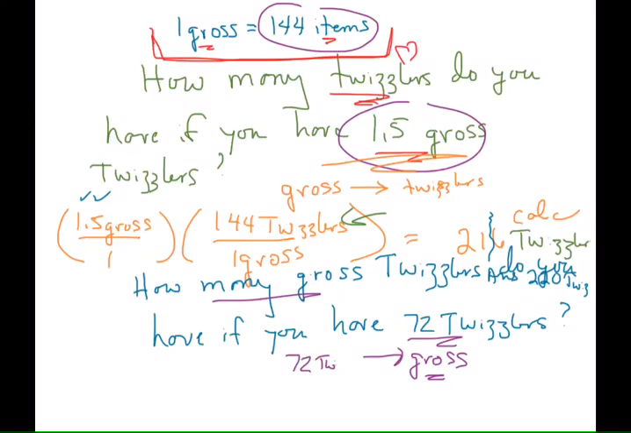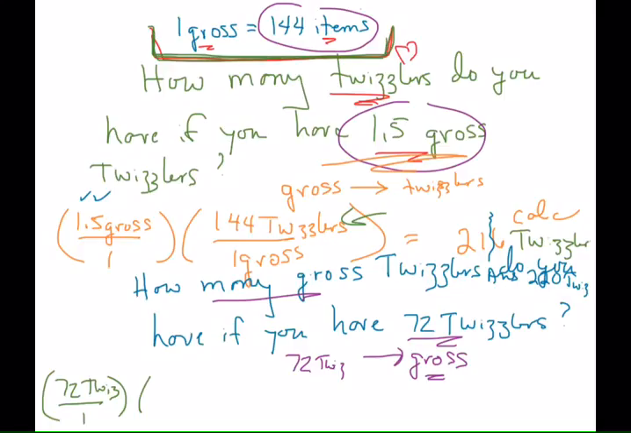I'll just put Twiz for Twizzlers. So in this case, our first term is going to be what we want to convert, 72 Twizzlers over 1. And then I'm going to go back up to this equivalency statement. In this case, I want Twizzlers or items to cancel, so I'm going to put those in the bottom. So I'm going to put 144 Twizzlers, and I want to be left with gross, in 1 gross. Okay, so Twizzlers cancel. I'm left with units of gross, which is great.